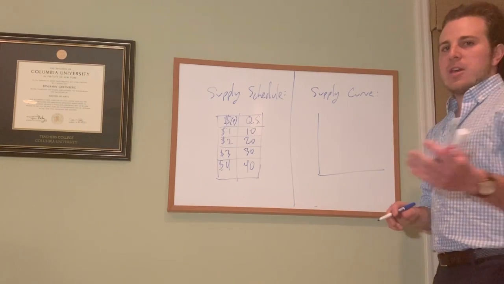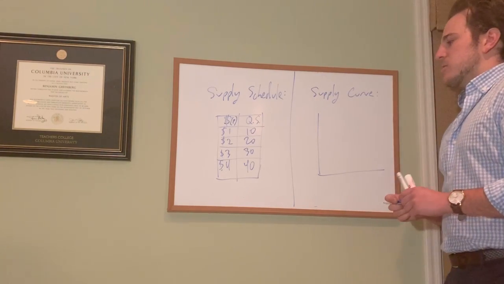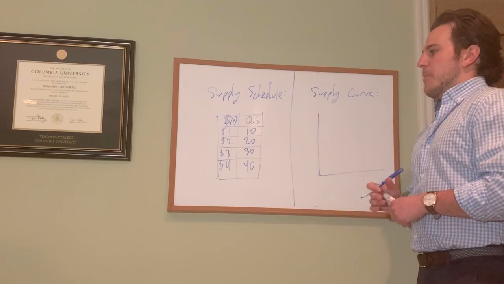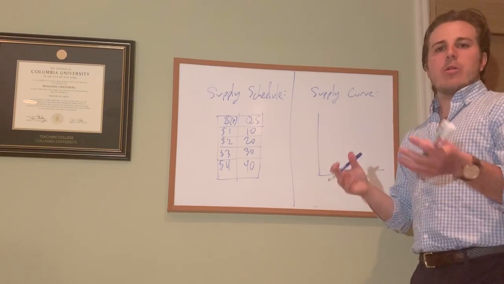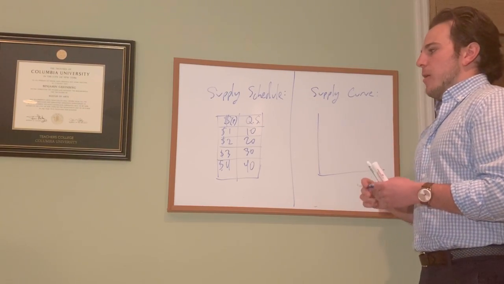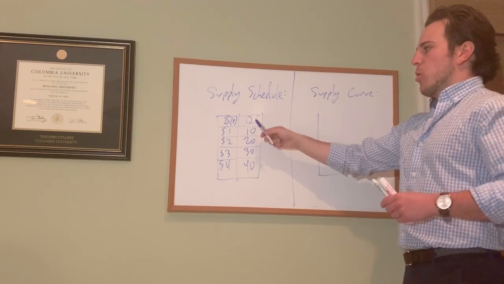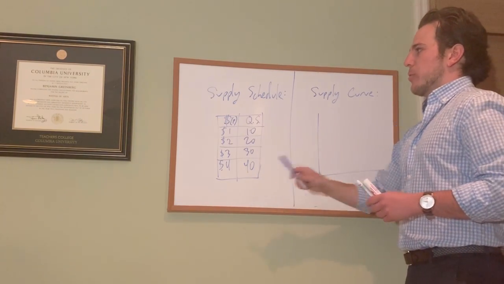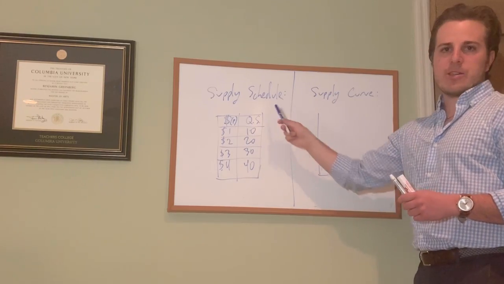Remember when we did this in class a couple weeks ago? I said everyone had a certain number of donuts, and you could sell them at different prices. And obviously, people were more willing to sell their donuts the higher the price went. That's exactly what a supply schedule is.